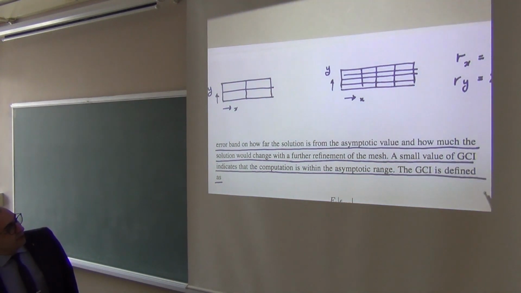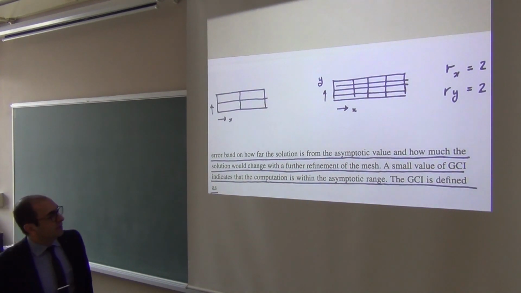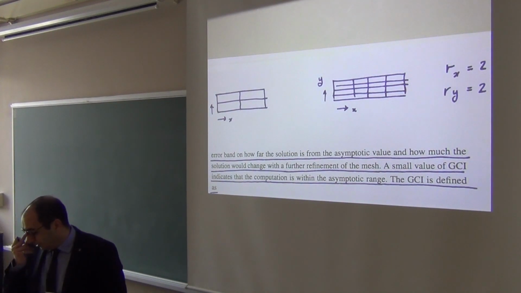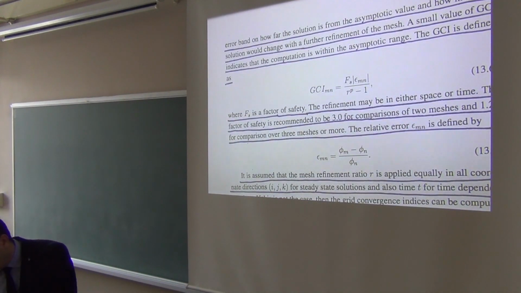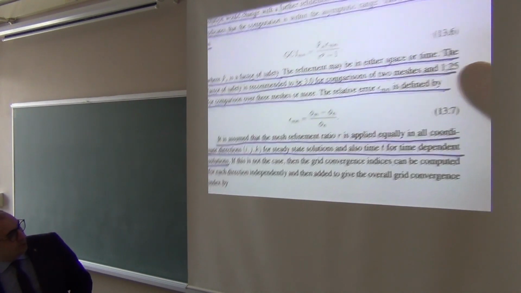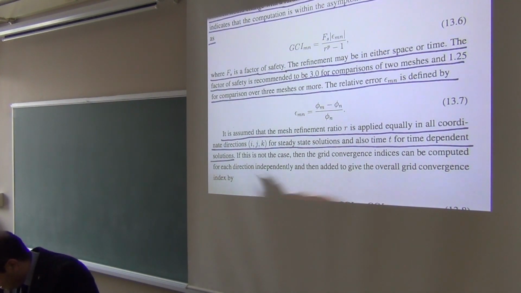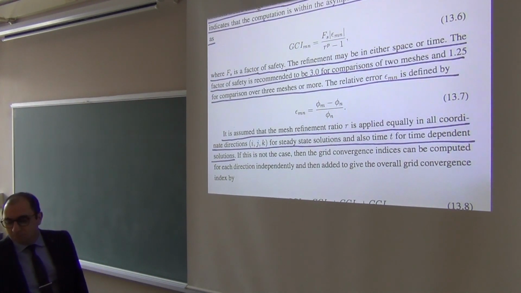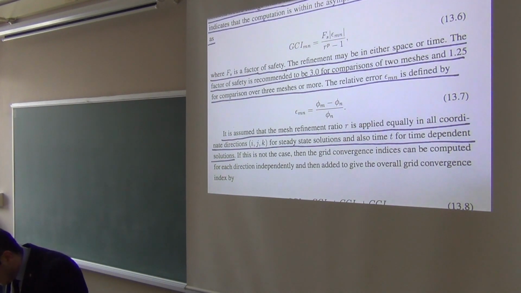But not always. I could have a case where I refine only further in the x direction. I don't refine in the y direction. In that case, the refinement ratio is more complicated. It depends on the direction you're talking about. But let's say you kept the ratio the same for space and time. Then the grid convergence index you calculated is for all. Okay? This is the overall grid convergence index.